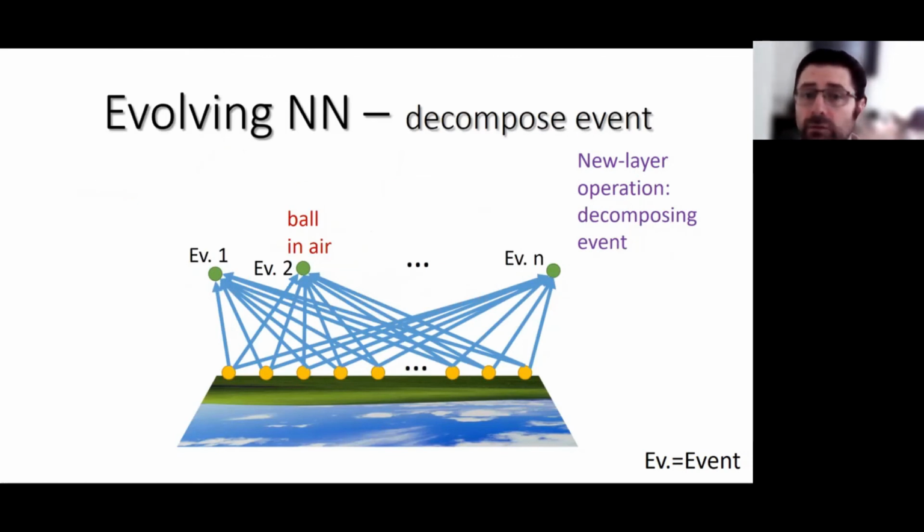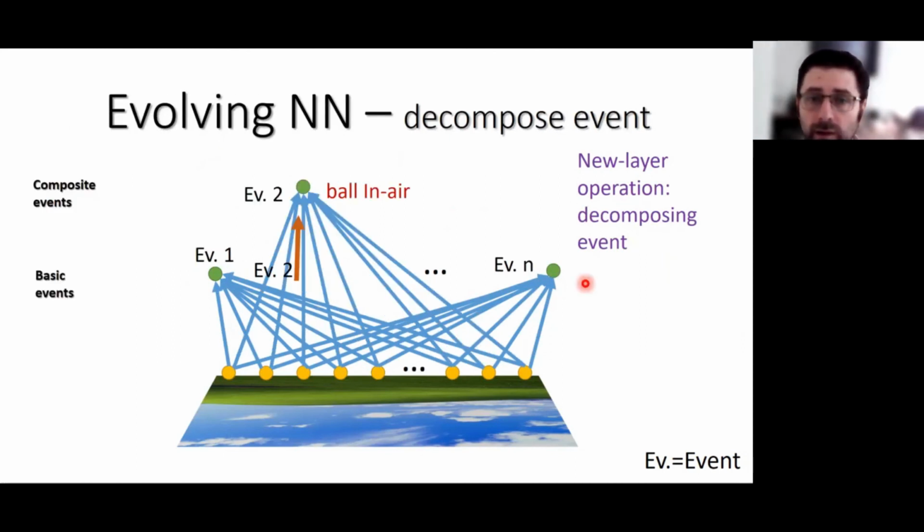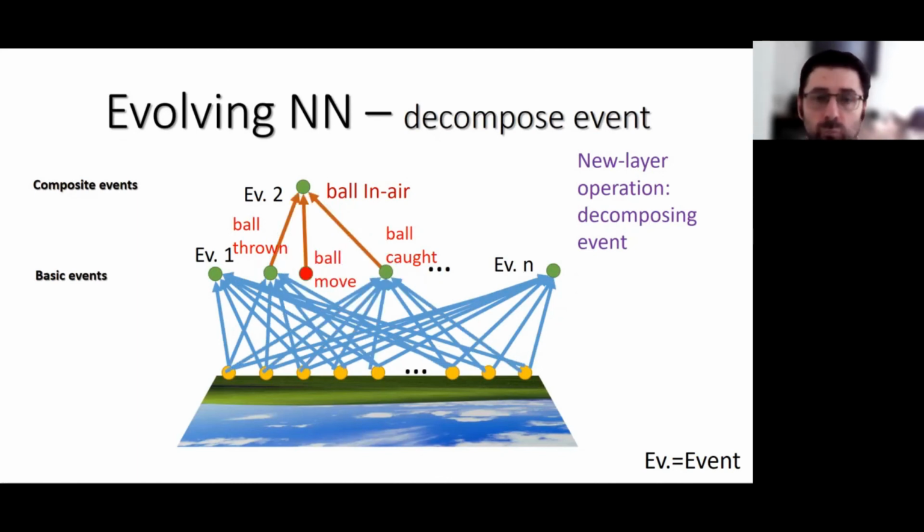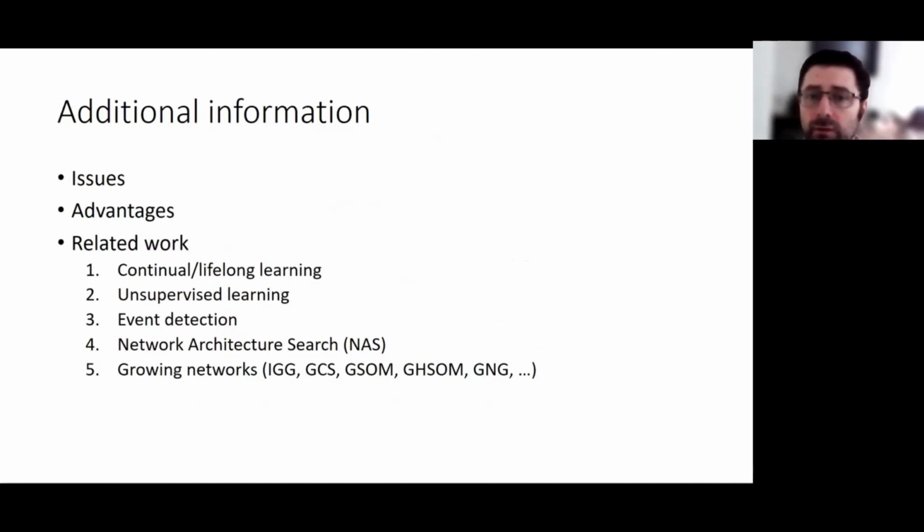An opposite structure-changing operation can be decomposing of an event, if it appears to be more complex than it was supposed to. Here we recognize that the ball in the air event is a composite event, so we decompose it to simpler events. We can view it as a refinement. Additional information you can see in the paper.